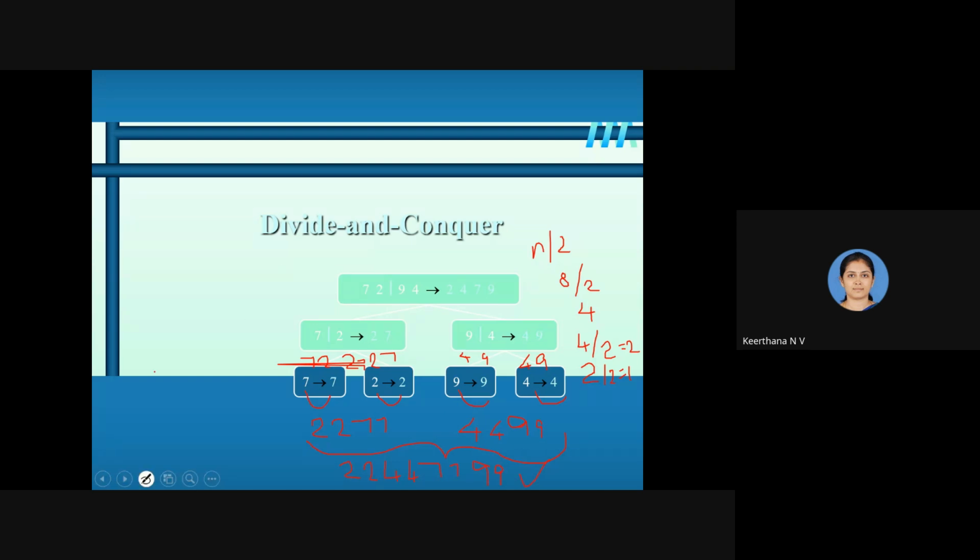So we are going to see in detail what an algorithm is, what the steps involved in the algorithm are, and what the advantages and disadvantages of the divide and conquer method are.